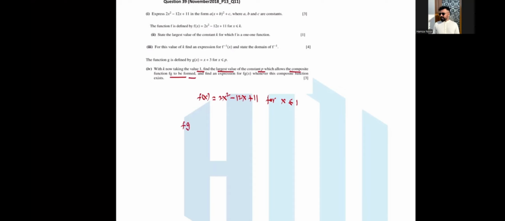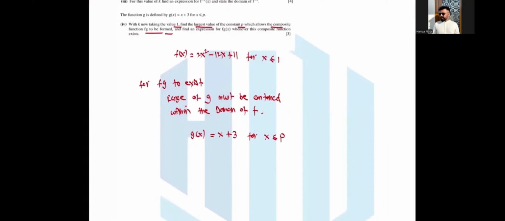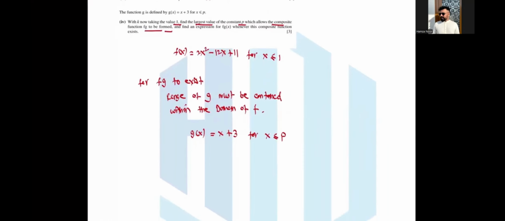When fg exists, the condition for fg to exist, as you have already studied and I've discussed this concept in my earlier videos as well, is that the range of g must be contained within the domain of f. This is basically the rule for the composite function fg to exist. Now let's observe this gx function. Gx is a linear function, x plus 3, for the domain x is less than or equal to p. I don't know the value of p, I need to find the value of p. Let's say p is unknown.